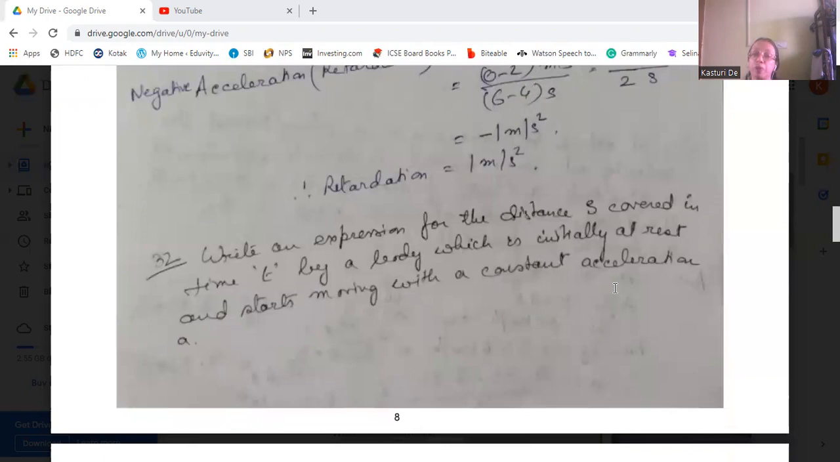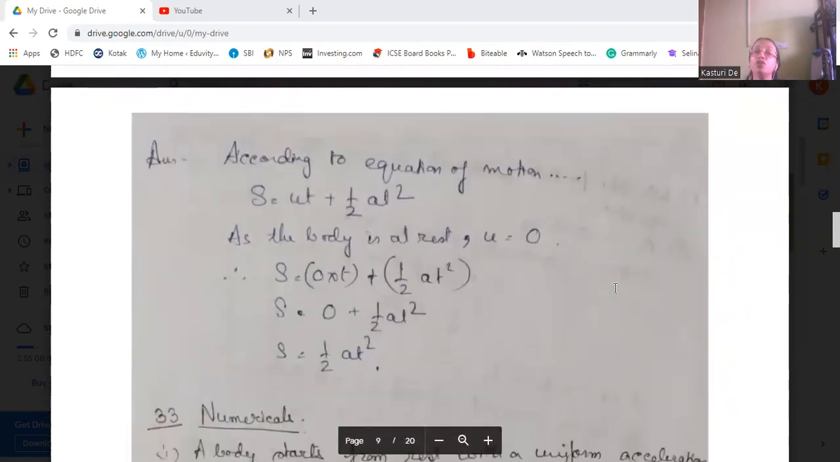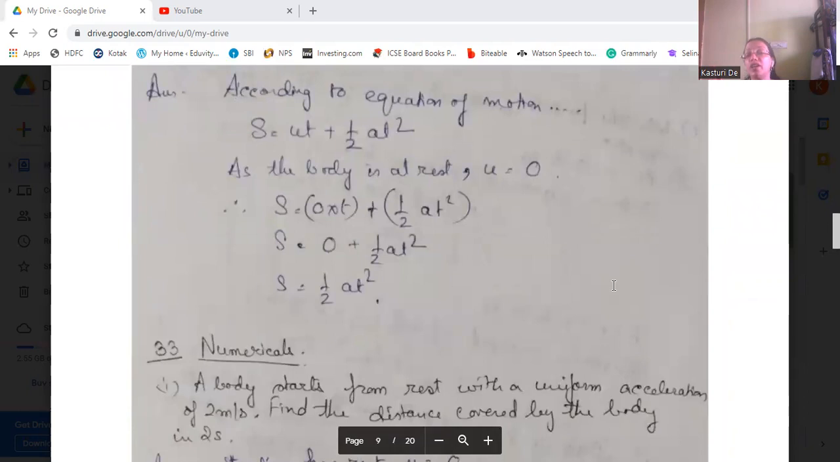Now write an expression for the distance s covered in the time t by a body which is initially at rest and starts moving with a constant acceleration. According to the equation of motion, we know that s is equal to ut plus half at squared. As the body is at rest, its initial velocity u will be equal to 0. So s is equal to 0 into t plus half at squared.